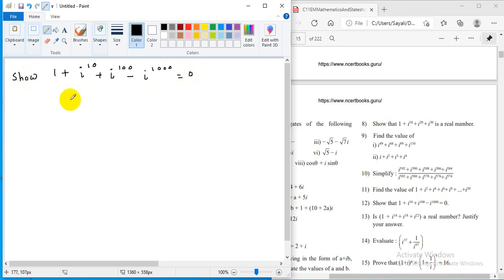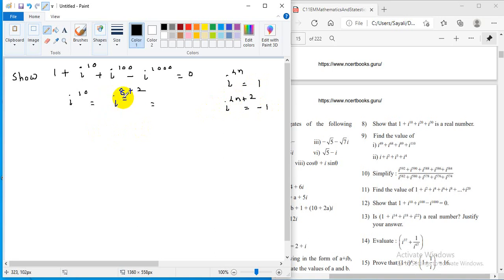Now what is i raised to 10? See, you can calculate. i raised to 10 is what? i raised to 8 plus 2. Now 8 is divisible by 4. So you have to use this rule now: i raised to 4n is 1 and i raised to 4n plus 2 is -1.